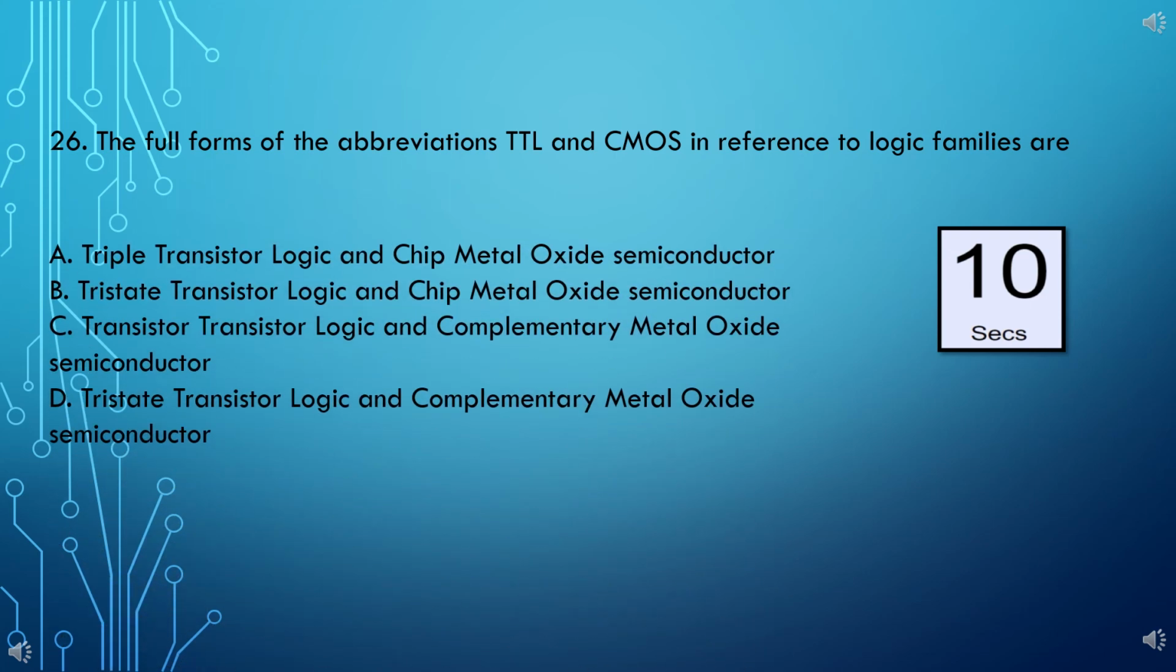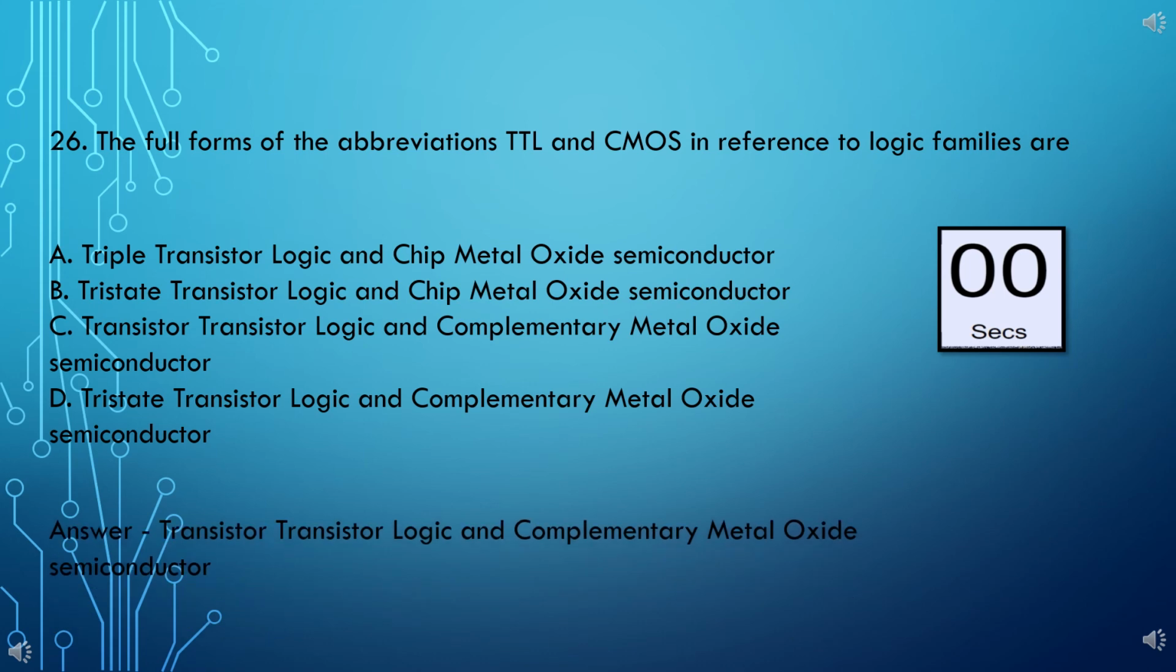A. Triple transistor logic and chip metal oxide semiconductor. B. Tri-state transistor logic and chip metal oxide semiconductor. C. Transistor-transistor logic and complementary metal oxide semiconductor. D. Tri-state transistor logic and complementary metal oxide semiconductor. Answer: transistor-transistor logic and complementary metal oxide semiconductor.